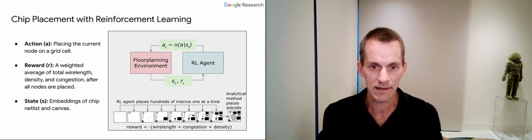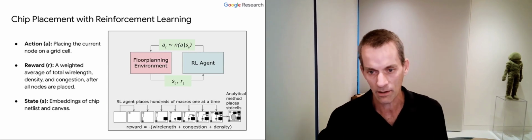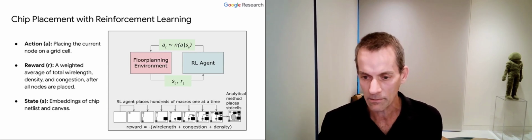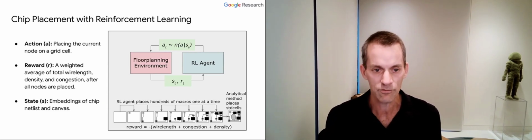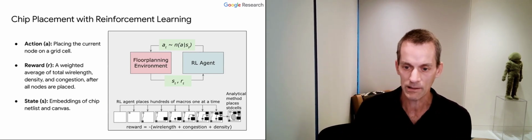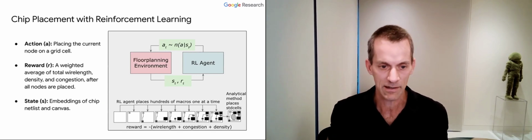But you can formulate it as an RL problem with an RL agent that places macros or groups of logic cells. It's too expensive to place each individual logic cell, so we tend to group them and cluster them first, and then we get a small enough number that we can actually have an RL agent that deals with hundreds of different things on the chip and knows how they're connected.